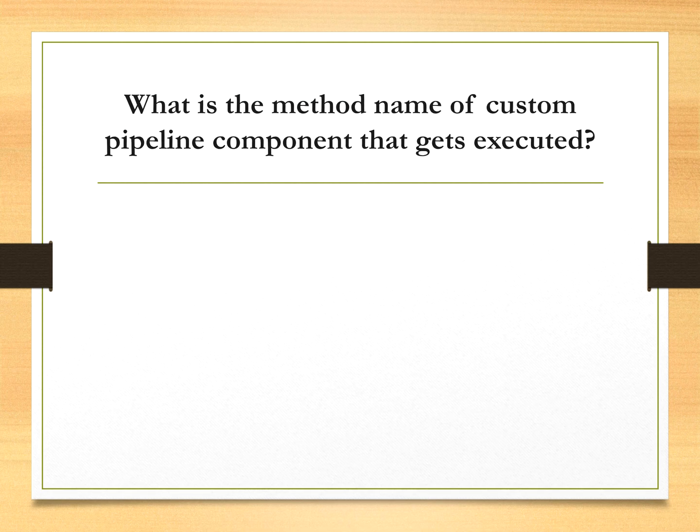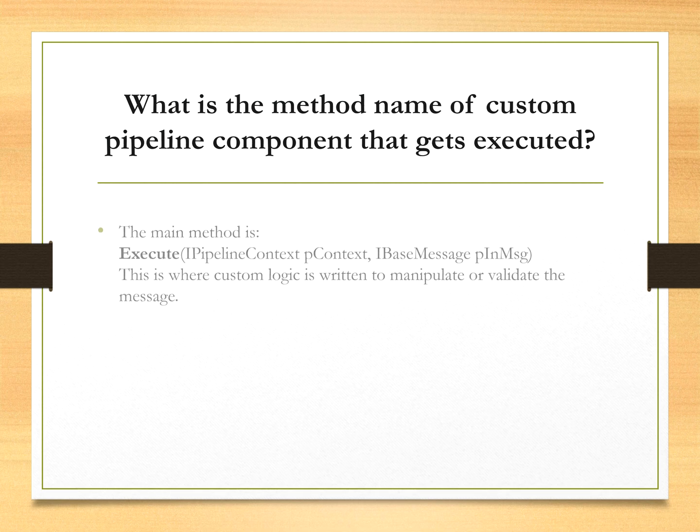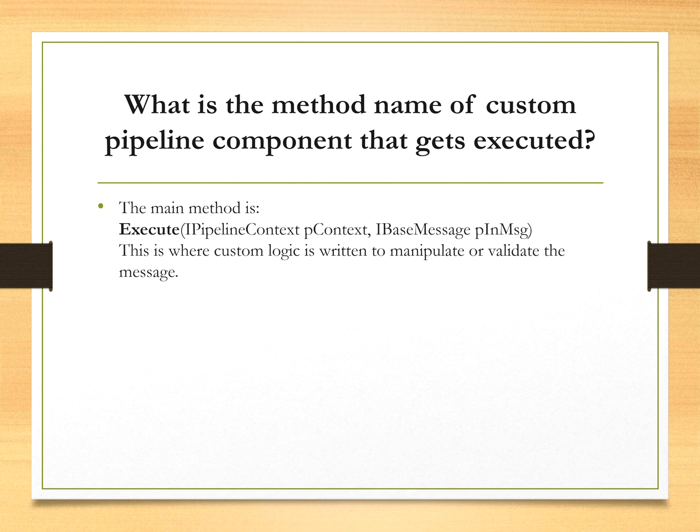What is the method name of a custom pipeline component that gets executed? So the main method is the Execute method. This is where custom logic is written to manipulate or validate the message. Let's move to the next question.